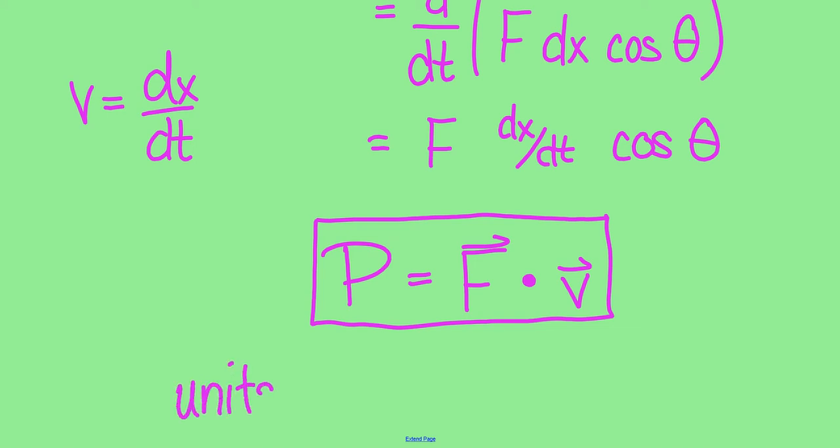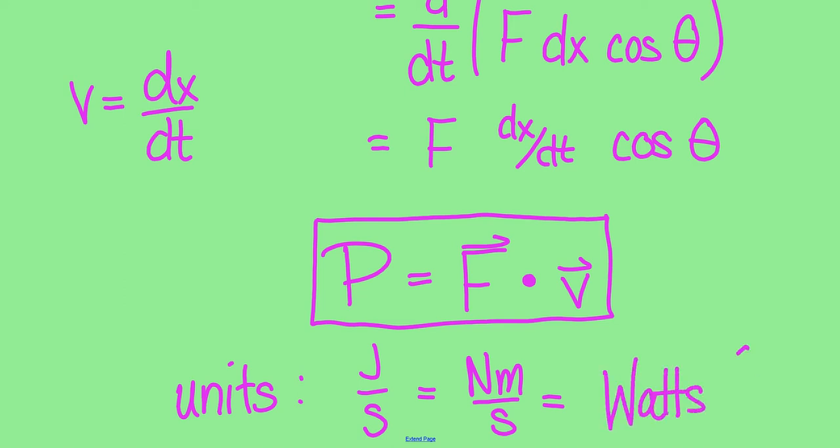Thinking about the units, they would be the units for work divided by the units for time, or joules per second. Or if we look at this power equation where it's F dot v, that would be newton meters per second. But instead of writing this as joules per second, or newton meters per second, we write it with a new unit called watts, whose symbol is a capital W.